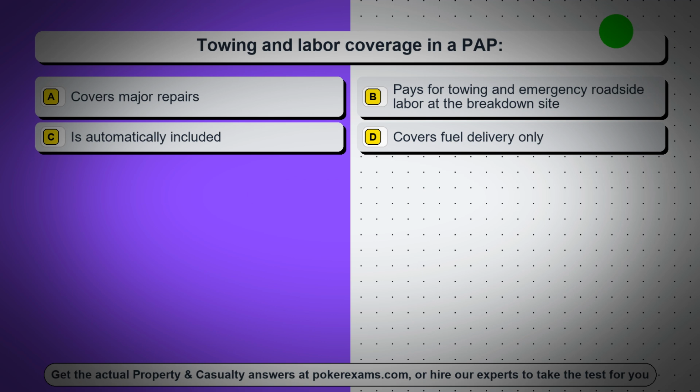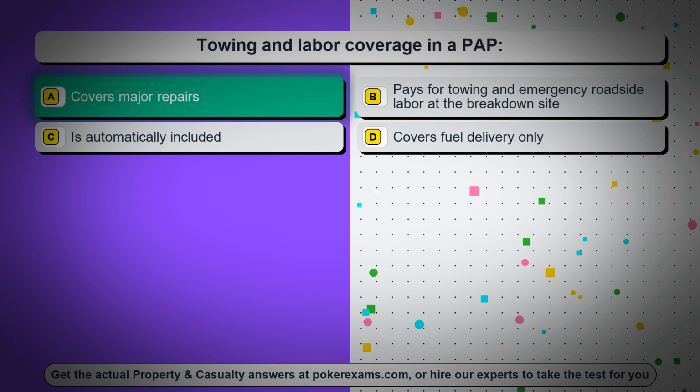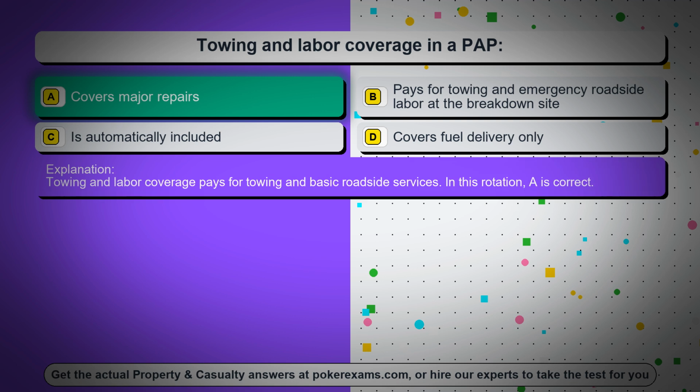Question 44. Towing and labor coverage in a PAP. Option A, covers major repairs. Option B, pays for towing and emergency roadside labor at the breakdown site. Option C, is automatically included. Option D, covers fuel delivery only. The correct answer is option A, covers major repairs. Towing and labor coverage pays for towing and basic roadside services. In this rotation, A is correct.